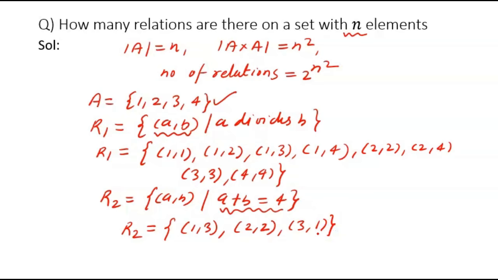So I guess you are clear about a few things. One is what the Cartesian product is, how to define a relation on a set, how many total relations are possible on a set, and given any specific characteristic of the relation, we will be able to list the elements. Like here A divides B, so I have listed all the elements which satisfy this property that A divides B. And similarly here also I have listed all the elements which satisfy the property that A plus B is equal to 4.